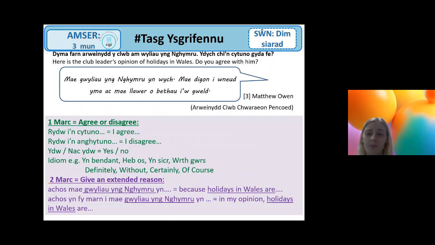Okay. So always remember for this type of question, try and use extended reasons, so a more specific or in-depth answer, "achos" plus an opinion most of the time, because it will get you more marks instead of just saying "achos mae'n wych", "achos mae'n hoffi".